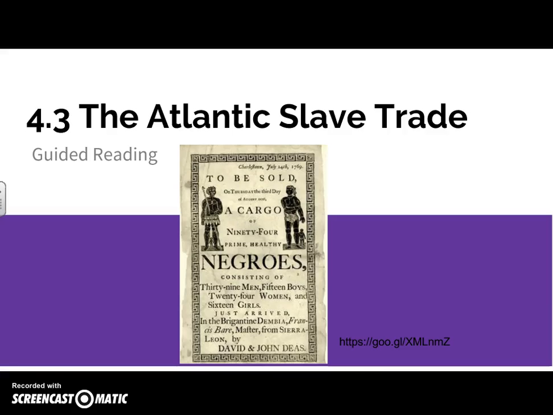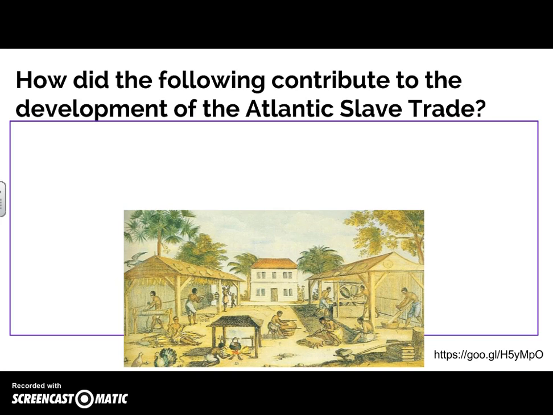Hello, everyone. Welcome back. Today we're going to talk about the Atlantic slave trade, which is from section 4.3 in your textbook. So, for this guided reading, there's a few different major questions that are at the top of each box, and then as we go through, we apply different ideas or people or concepts to these questions.